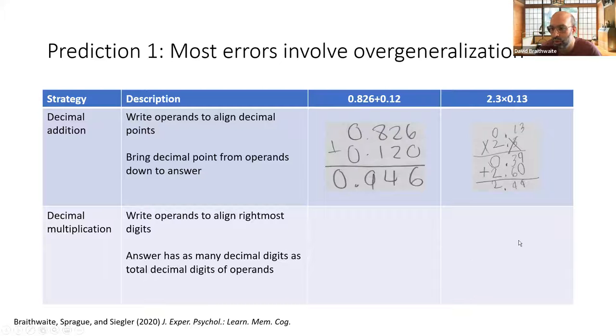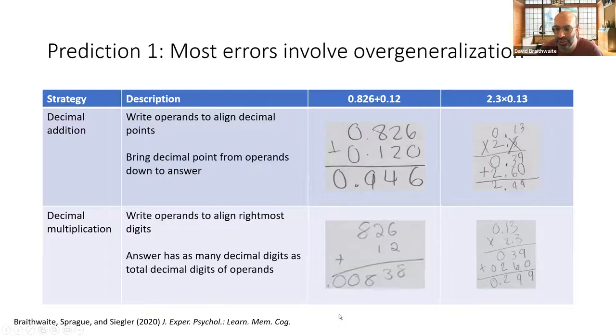So to illustrate a correct use of that strategy, again from students' own written work on the same multiplication problem we saw earlier, we see here that the student has aligned the rightmost digits instead of the decimal points and has correctly placed the decimal point in the answer, yielding the correct solution. Now let's see an example of applying that strategy to the same addition problem we saw earlier.